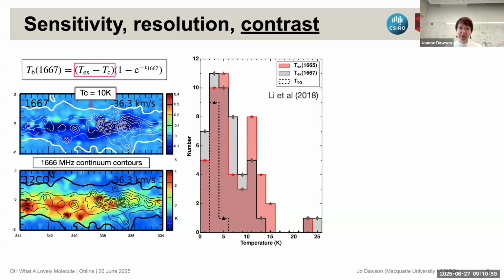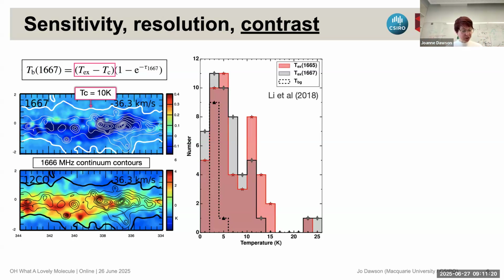So just to have a look at this histogram from D. Lee and others' work on OH measuring excitation temperatures directly, the excitation temperature of the main lines ranges from a couple of Kelvin through to maybe 10 Kelvin. So that Tex minus Tc term actually gets pretty small around the place where you were probably hoping to try and pick up some of those detections.